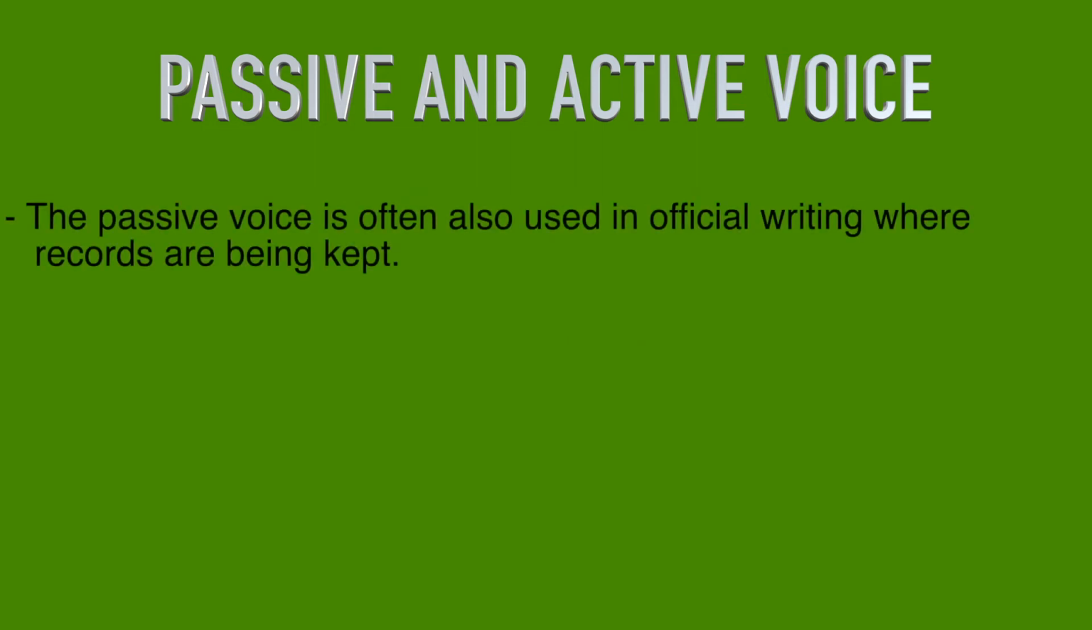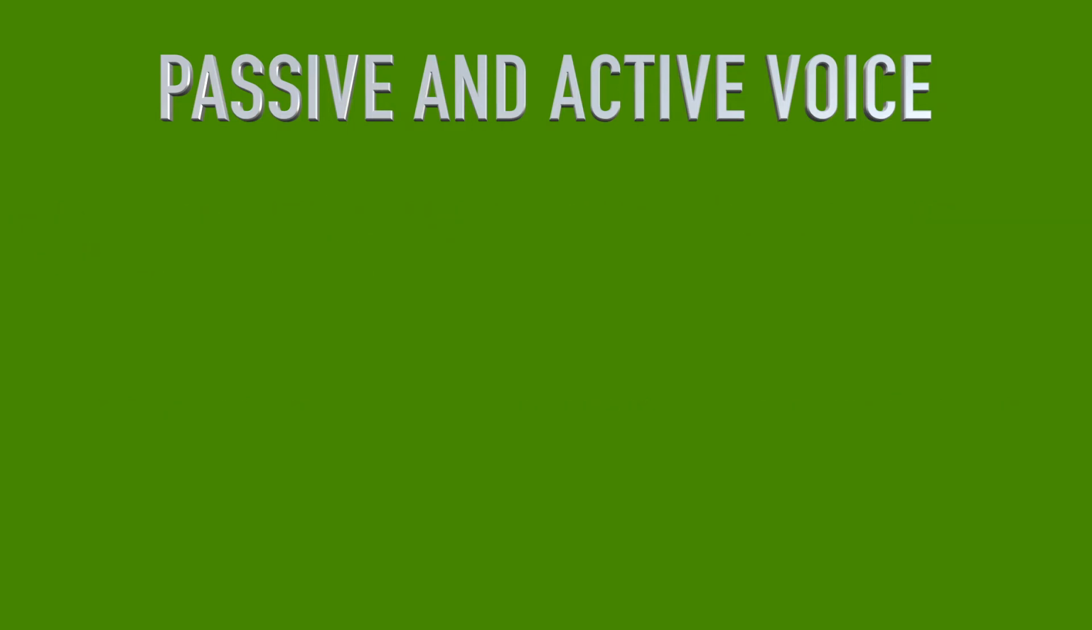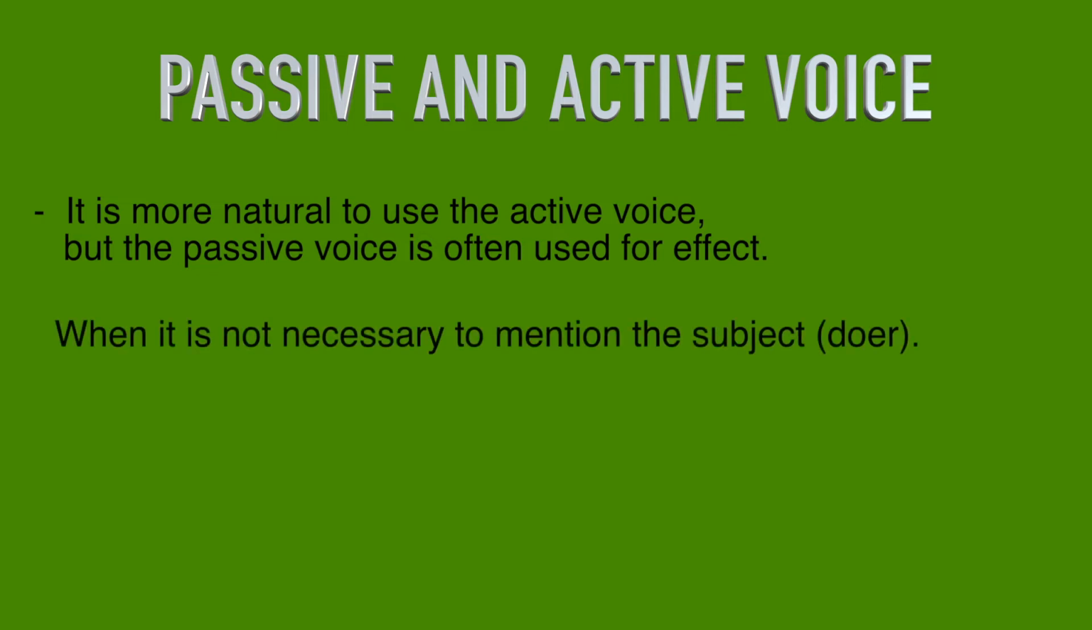The passive voice is often also used in official writing where records are being kept. For example, the residents were requested by the municipality to vacate the building within 30 days. Therefore, the passive voice can help a text sound more scientific or more official. You should also take note that it is more natural to use the active voice, but the passive voice is often used for effect. For example, when it is not necessary to mention the subject, the doer.